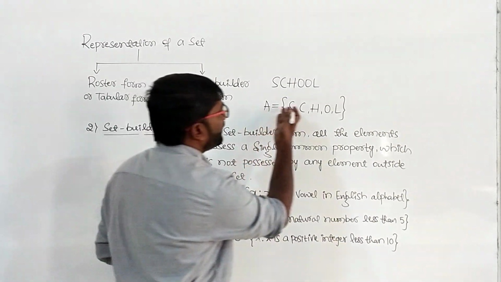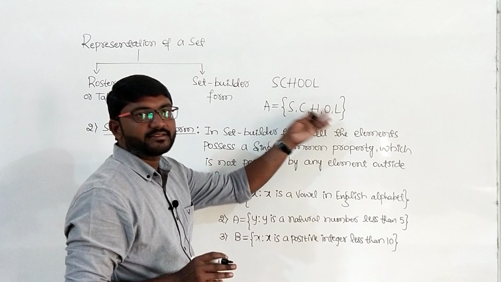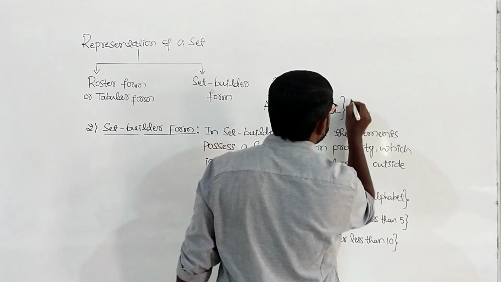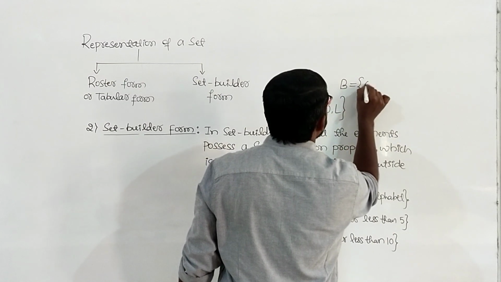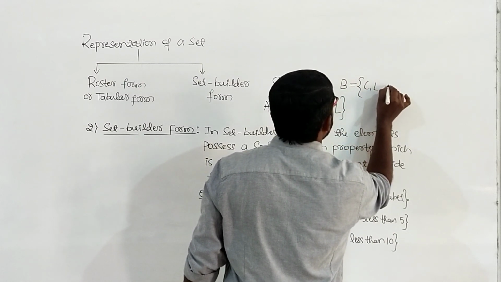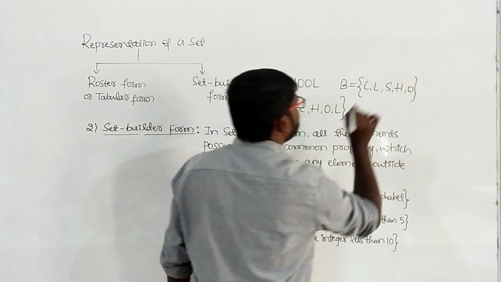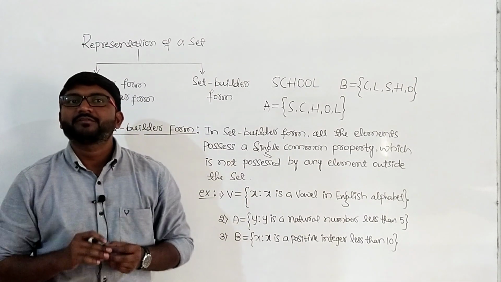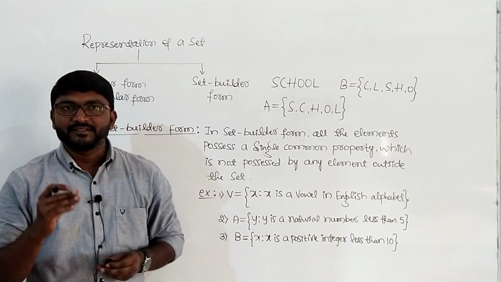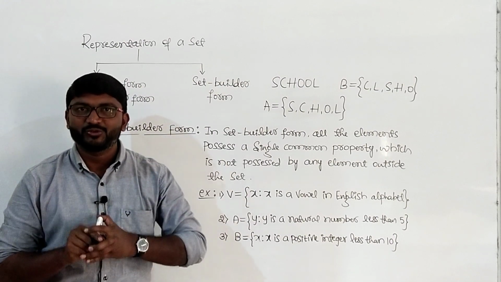And here the order may be changed in roster form. It is not necessary that you write in this order only. You can also write it as B equals, so I'll write C first, then L, then S, then H, and then O. So this is also valid. The order may be changed in roster form. So this is regarding the sets, and the remaining concept will be continued in tomorrow's class.